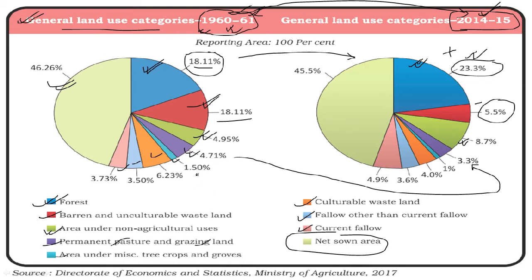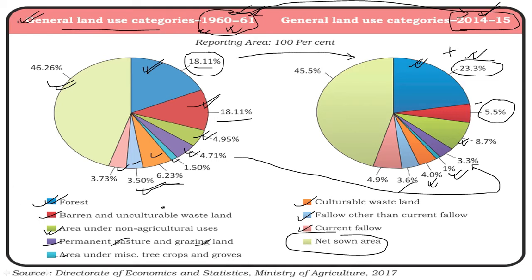It was 1.5% in 1960-61. Now it's only 1%. Now we see the culturable wasteland was 6.23% in 1960-61. Now it is only 4% in 2014-15. Now we come to fallow other than current fallow. We see a very marginal increase from 3.5 to 3.6%.